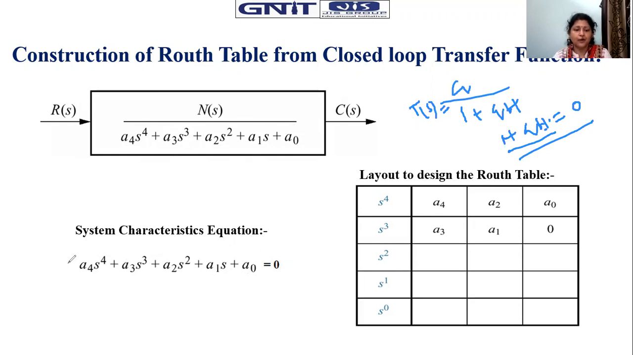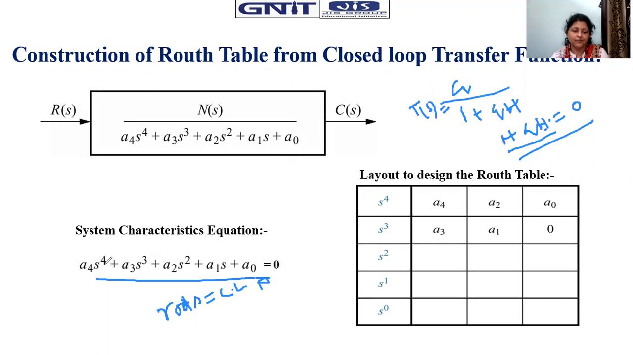So this is the characteristic equation, and the roots of that characteristic equation are nothing but the closed-loop poles. We know that concept. The roots of the characteristic equation are the closed-loop poles. This is basically the pole representing the 1 plus GH factors. So roots are basically nothing but the closed-loop poles.